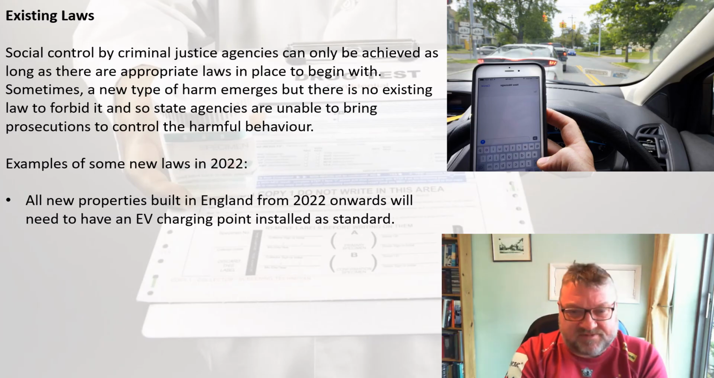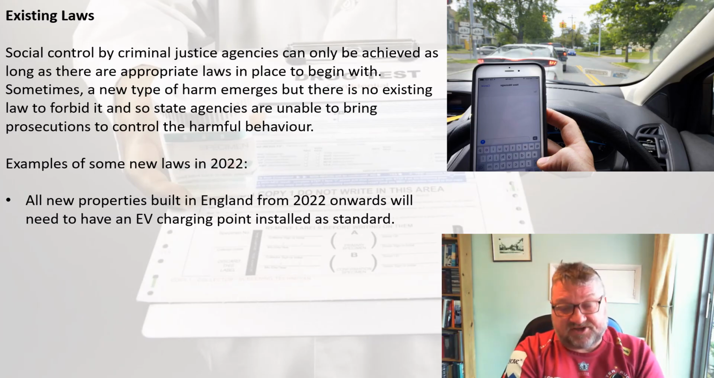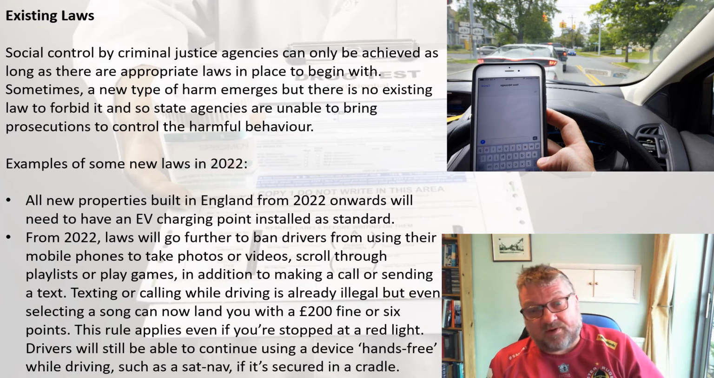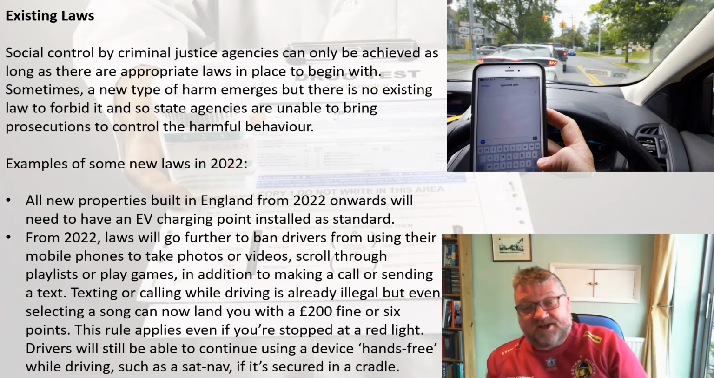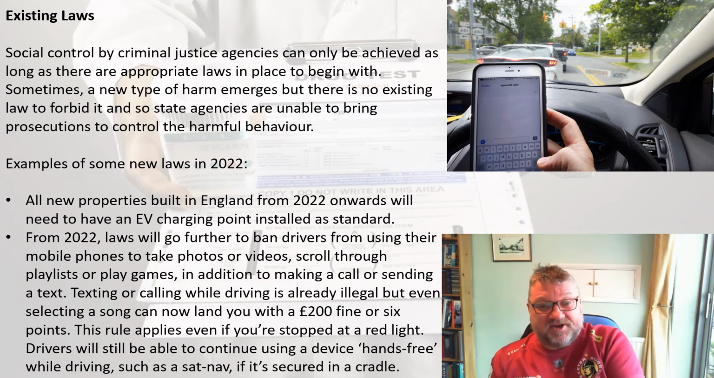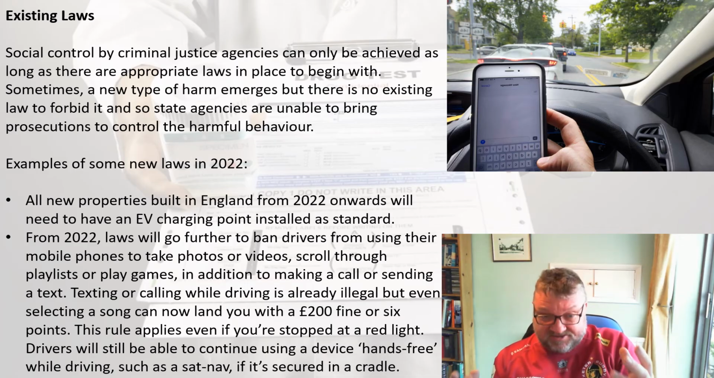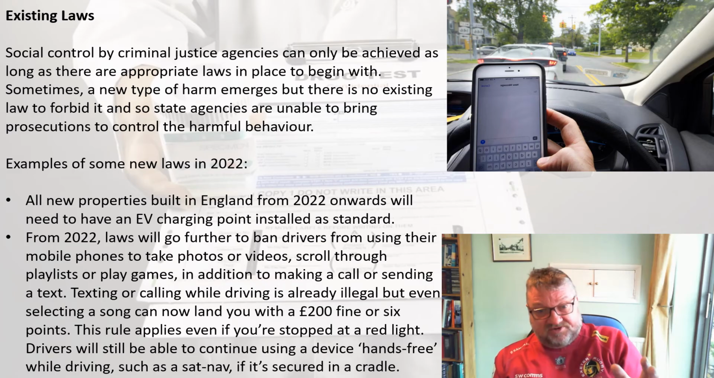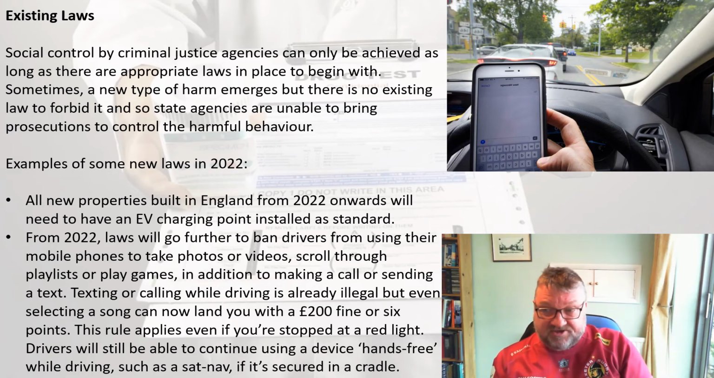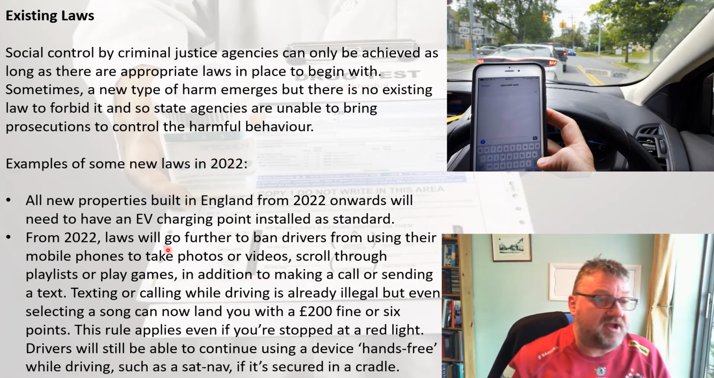Now, that's not really to do with criminality, but the next example is. So, obviously, when I was a kid, we didn't have mobile phones. So driving with a mobile phone was not an issue, but laws have had to be brought in to deal with that. And as mobile phones have got more complex and Bluetooth has become installed in more cars, laws have had to change accordingly. So from 2022, all this came in.